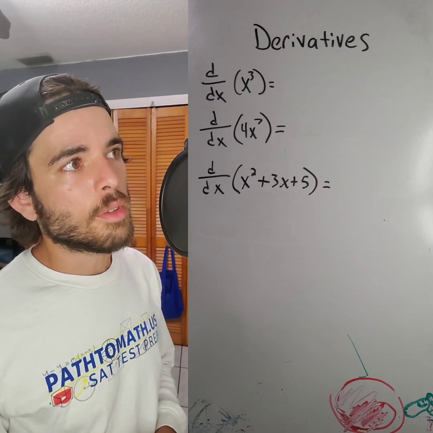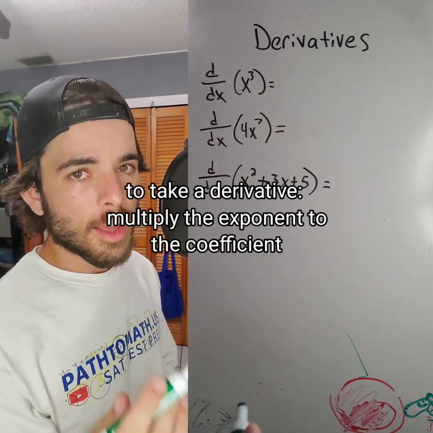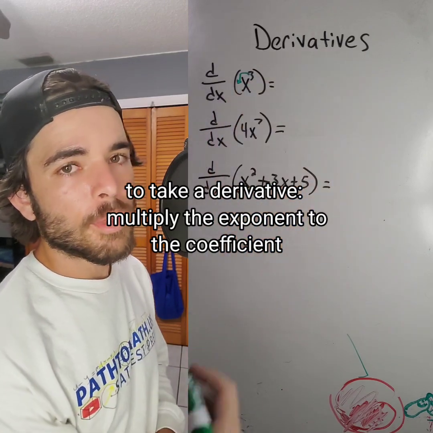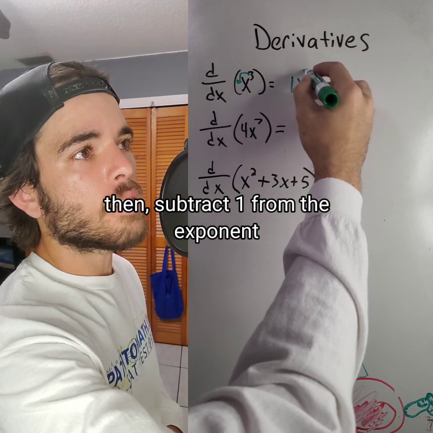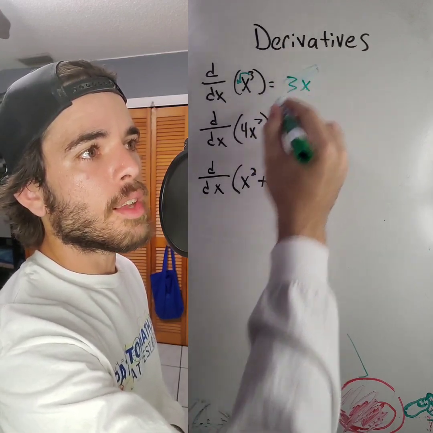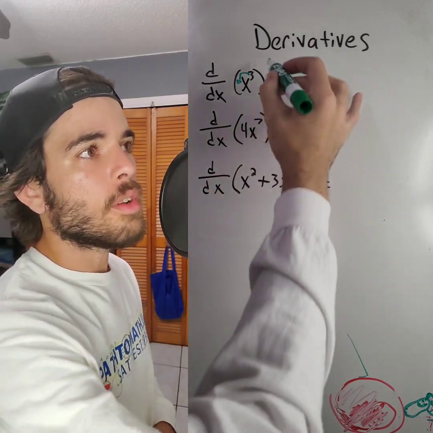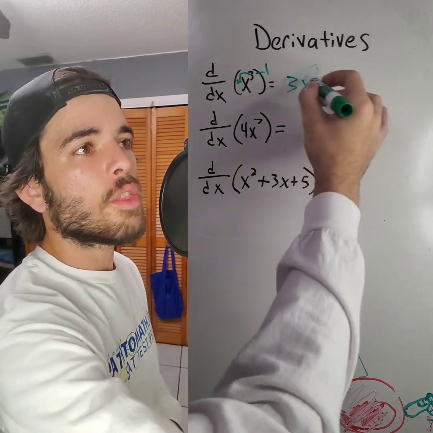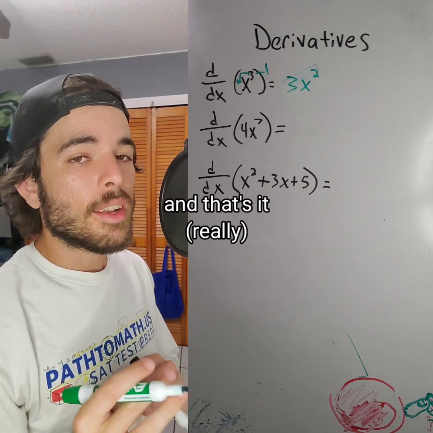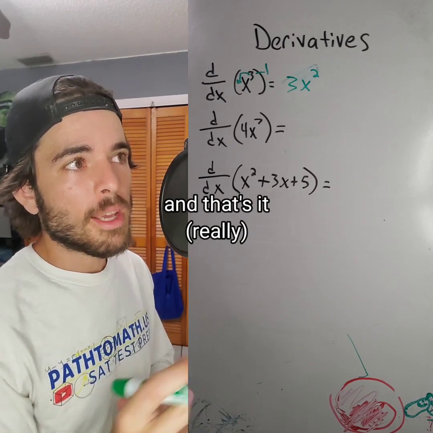Let's do some basic derivatives. To take a derivative, you want to take the exponent on the variable and multiply it to the coefficient out front. In this case, we technically have 1x to the third power. So when we multiply the exponent down, we just get 3x. But then you want to subtract 1 from the exponent. So we get 3x to the second power. And that's it. That's how you can find the derivative in a basic function.